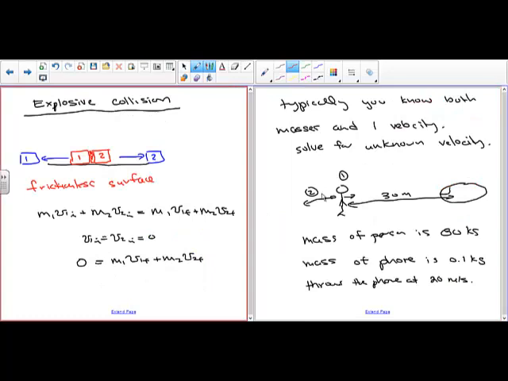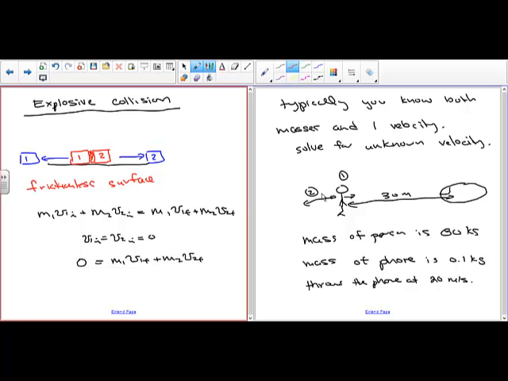Okay, the last thing we're going to look at is kind of a misnomer in some ways. I'm calling it an explosive collision. In this case, we've been having things running into each other, but you could have two things that are together, and then they're not connected to each other.